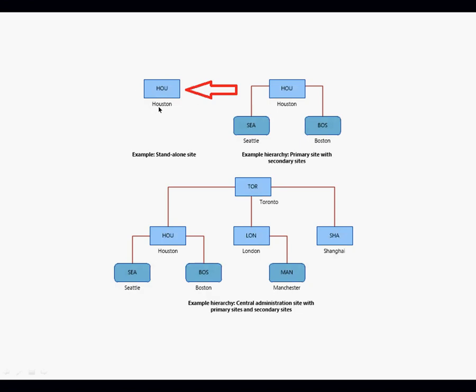Also, I'll explain this one. Suppose you have Houston, which has 20,000 people in one building. You don't need a secondary or central administration site. You just go with one primary site server, and that primary site is capable of handling all the 20,000 devices in one building. Now you have expanded your business: Houston is the head office, and Seattle and Boston are the branch offices. From Houston to Seattle, you need an internet WAN connection, right?